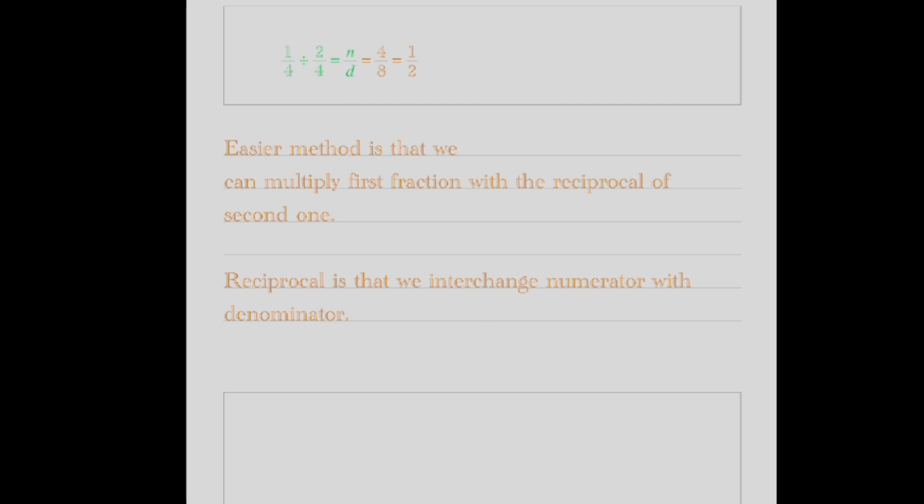I already wrote here that the reciprocal is when we interchange the numerator with the denominator. I'll show here. If we have a fraction, n over d, that's our fraction. N will be our numerator and d will be our denominator. The reciprocal of this one is d over n. That's our reciprocal. We interchange n with d. D becomes the top and n becomes the bottom.